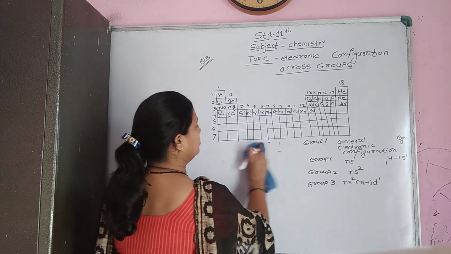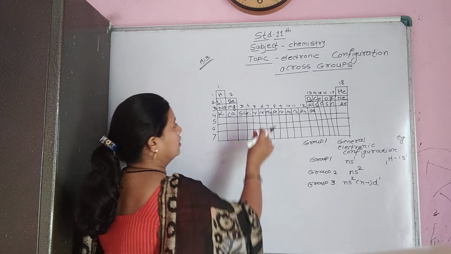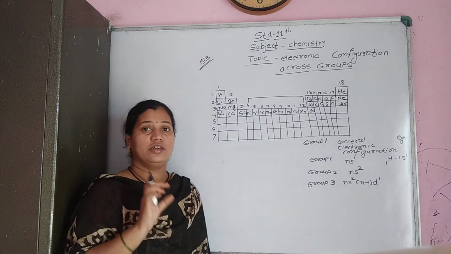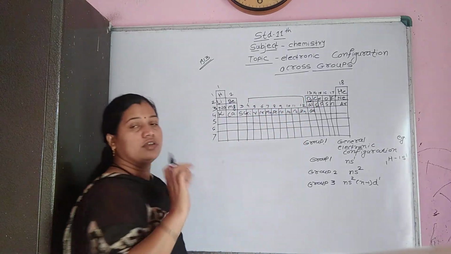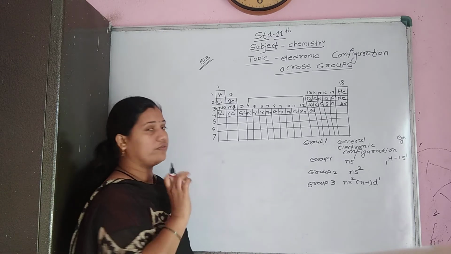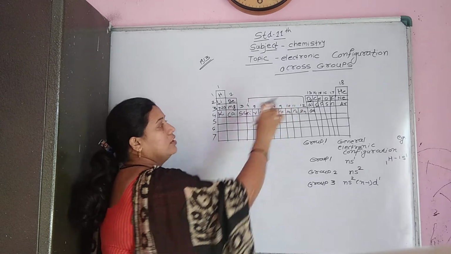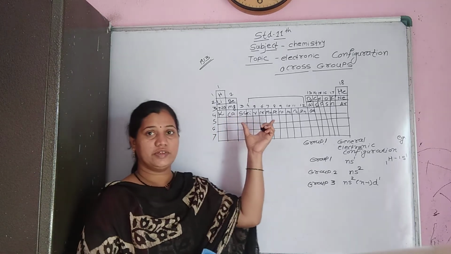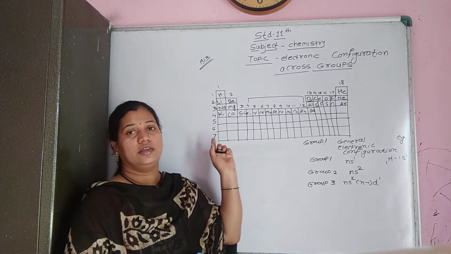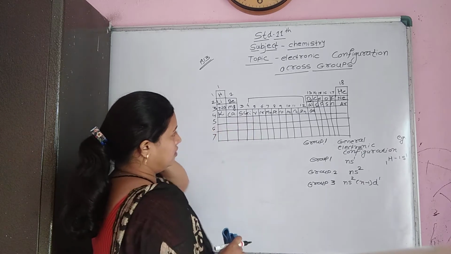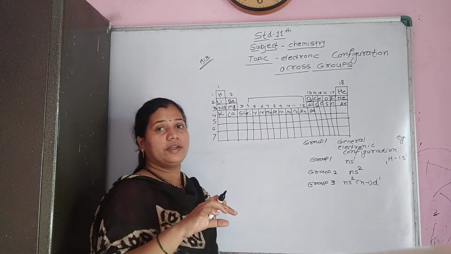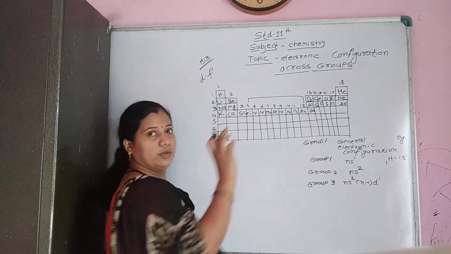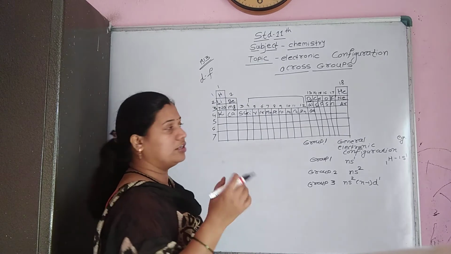Now next, from group number 4 to group number 12, a variation is observed in the general electronic configuration of the valence shell. This is because in the elements of groups 4 to 12, the inner orbitals like d and f orbitals come later during the electronic configuration.